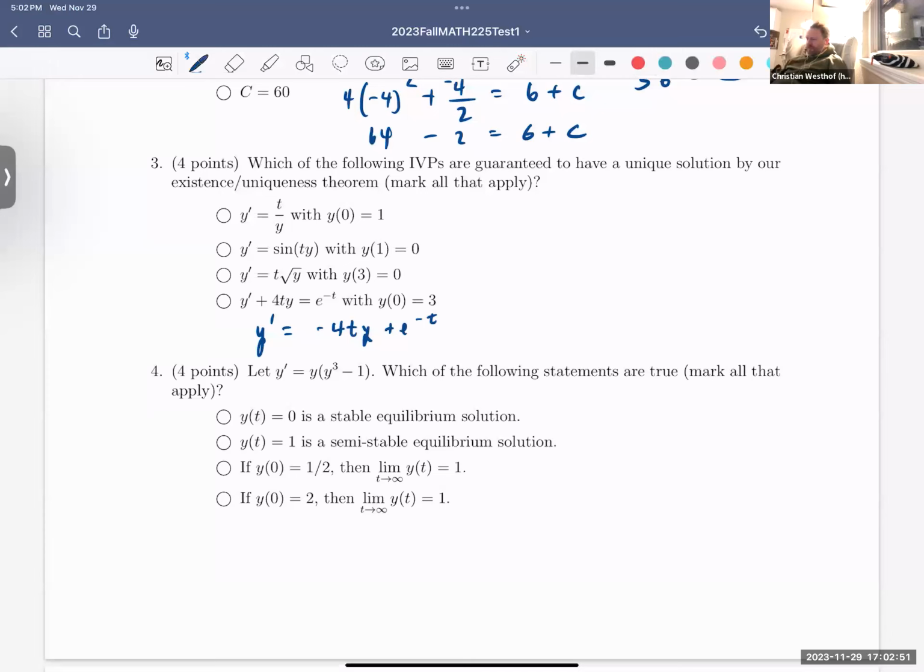The second condition, you need to look at the partial derivatives of the right-hand sides with respect to the dependent variable. If we do that, the partial of y prime with respect to y is negative t over y squared. Again, in this expression, it's fine for t to be 0 and y to be 1, defined. So this is defined at 0, 1. So which of the following are guaranteed? So that's one.